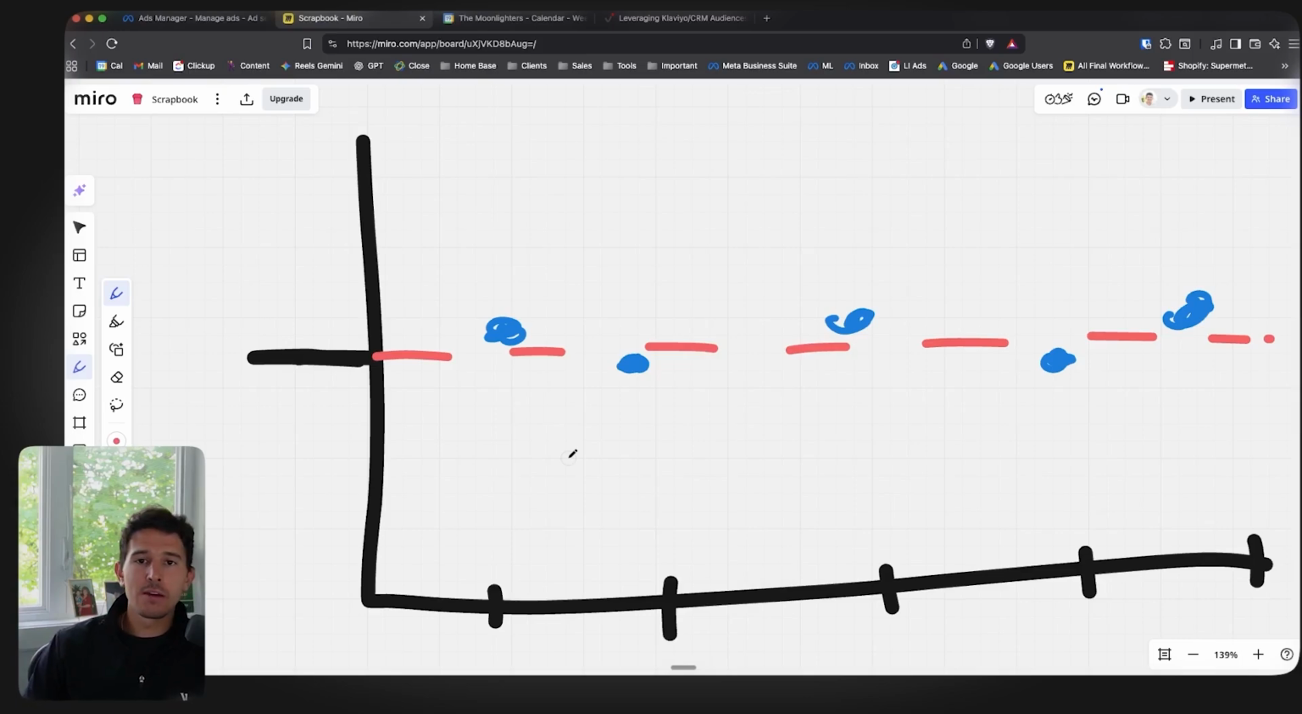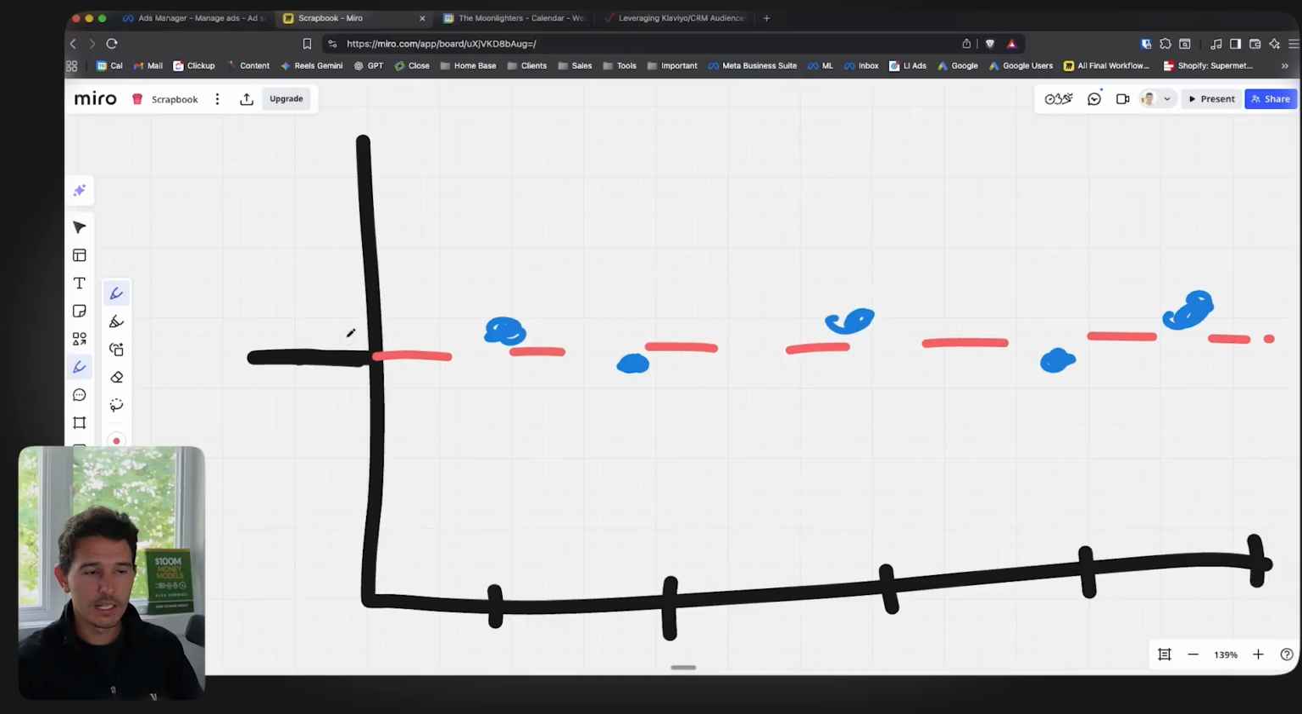Because you control for the average cost per acquisition, your variable is now spend. In a normal situation, it's the opposite. You're controlling for spend usually, and therefore your variable is your cost per acquisition. So in this case, if your cost per acquisition is remaining steady, what actually winds up happening is, I'll use this line here, you wind up spending different amounts.